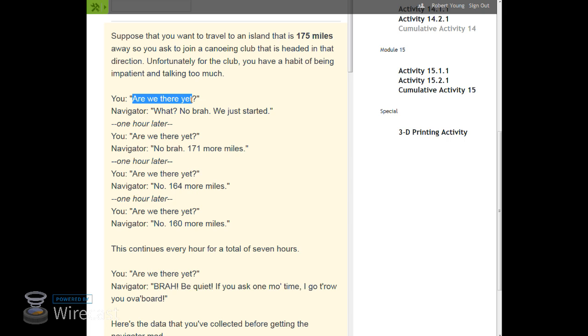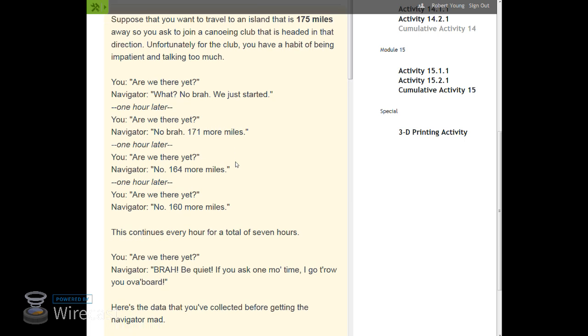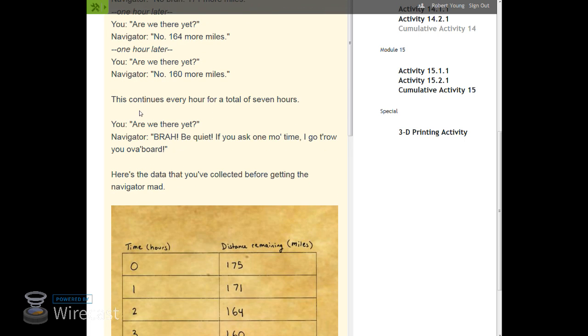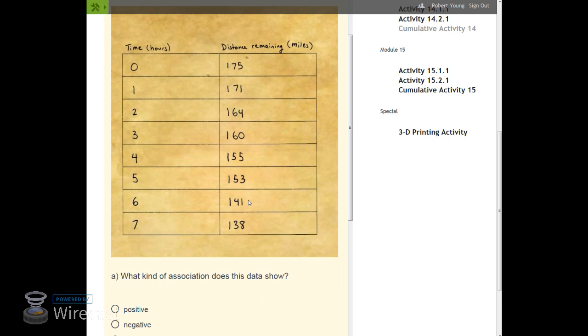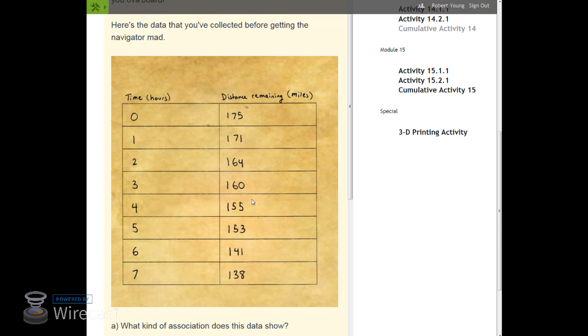You go, "Are we there yet? What? No, bruh, we just started. Are we there yet? No, bruh, 171 more miles." And it just goes on and on. And this continues every hour for a total of 7 hours. Until finally, you say, "Are we there yet?" And the navigator says, "Bruh, be quiet. If you ask one more time, I'll throw you overboard." And over here is the data that you collect before the navigator gets mad.